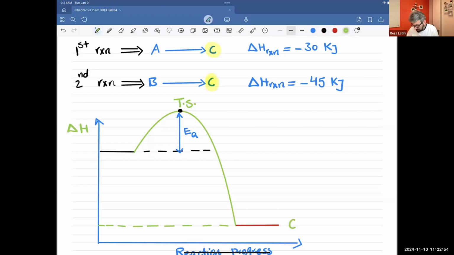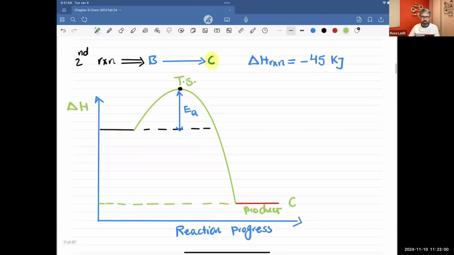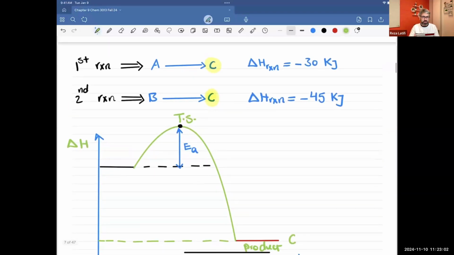So C is the product, and the reactant can be A or B. Choose one of these reactions. It doesn't matter which one. Start with the first, for example, or the second one. It doesn't matter really which one, and just simply call it A or B.